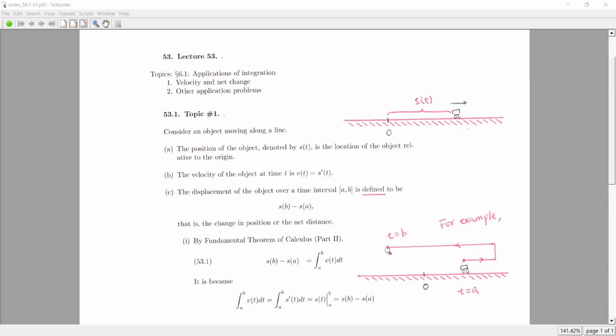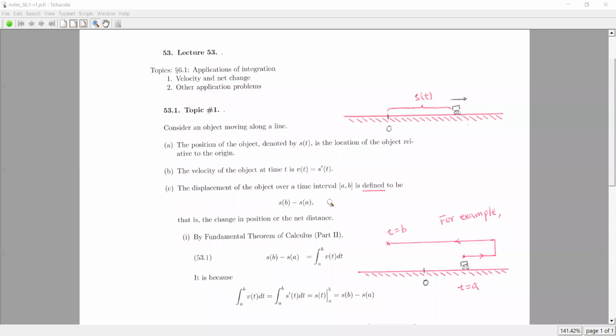So the displacement is the position of this point minus the position of this point. Because this point is to the left of this point, the displacement in this example is negative. The formula to compute the displacement is this formula. Take integral on velocity from A to B, then we get displacement.